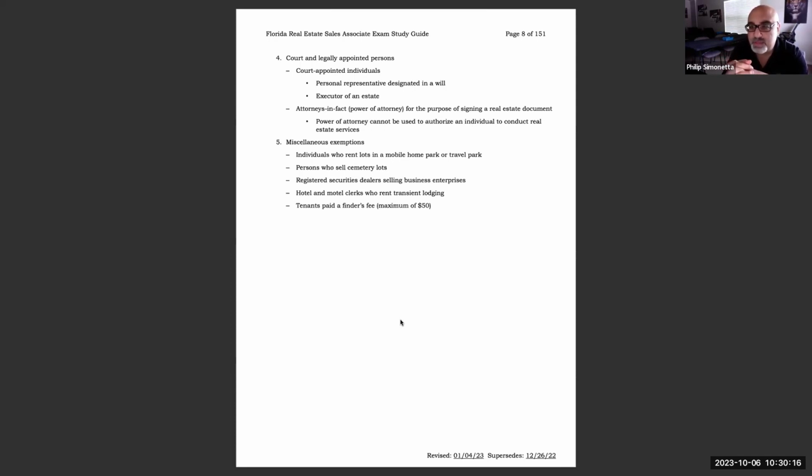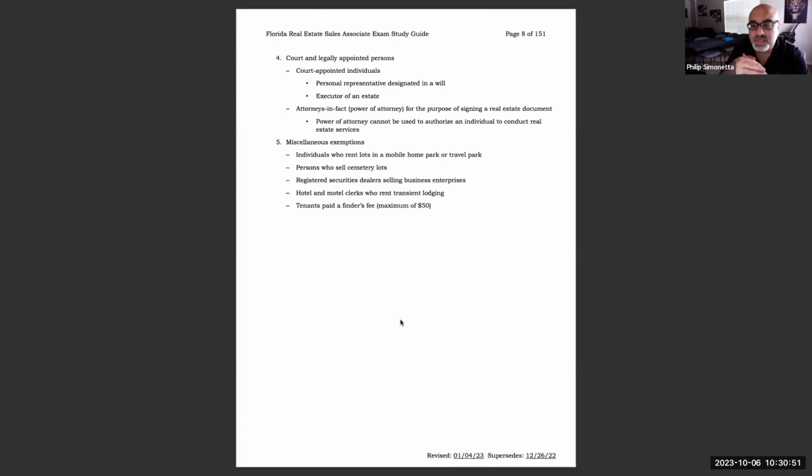Okay, power of attorney cannot be used to authorize an individual to conduct real estate services. Now, what that means is you can't have a power of attorney to do a listing agreement, and you can't have a power of attorney to do a contract for either party. They have to do that. However, you can have a power of attorney to close the deal. They can sign the closing documents. Okay, they can sign the deed, right? But you can't initiate a transaction with a power of attorney.